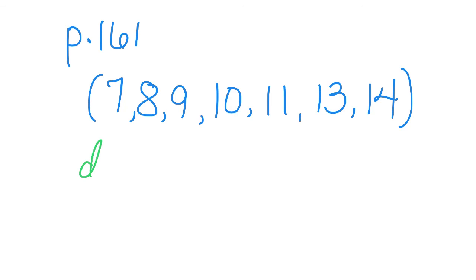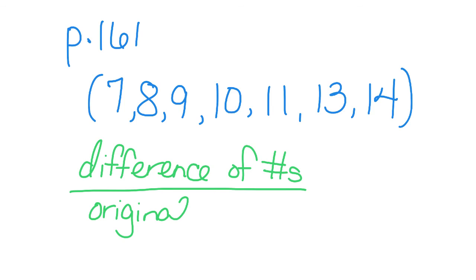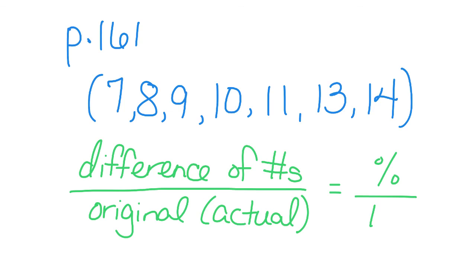Your first step is to find the difference in your values, and you find your difference by subtracting. Put it over the original occurring number or the actual number, in case you're working on percent error, and then you set it equal to percent over 100. Practice these few problems that I've given you, and I'll upload the answers here in a couple days.